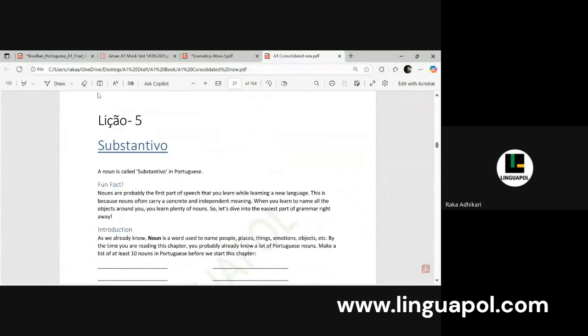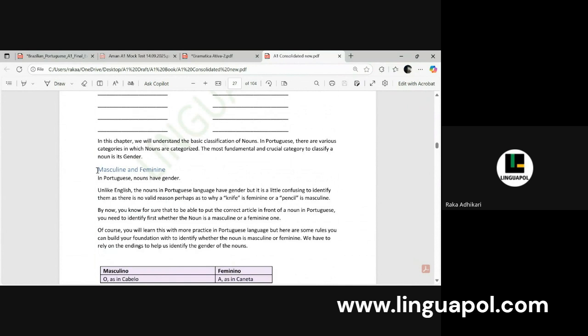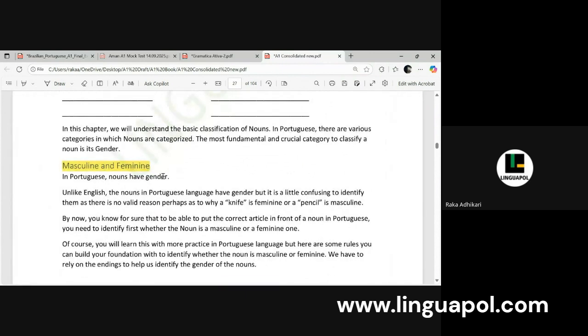So let me share my screen. Let's come to the book. Just a second. Okay, so substantivo. Nouns are called substantivo in Portuguese. Substantivo means noun. So in this chapter, as you can see, the first subtopic we do is the masculine and feminine. So how to identify the gender of nouns.